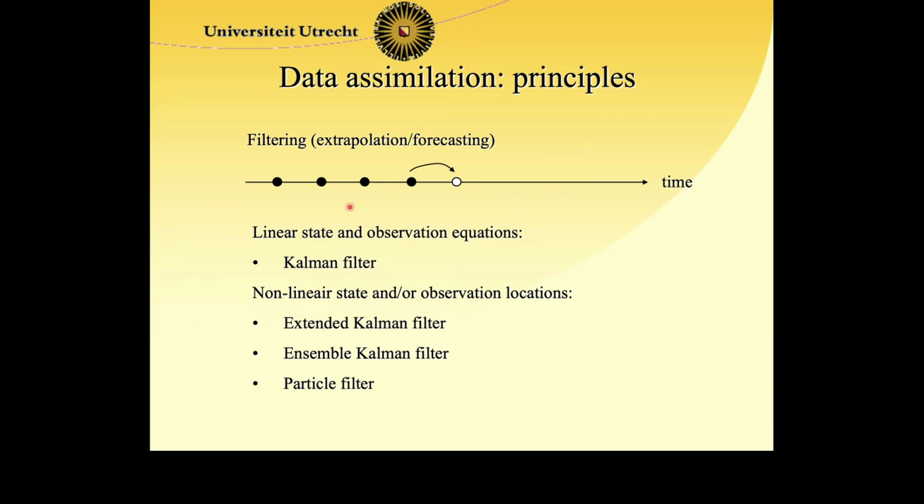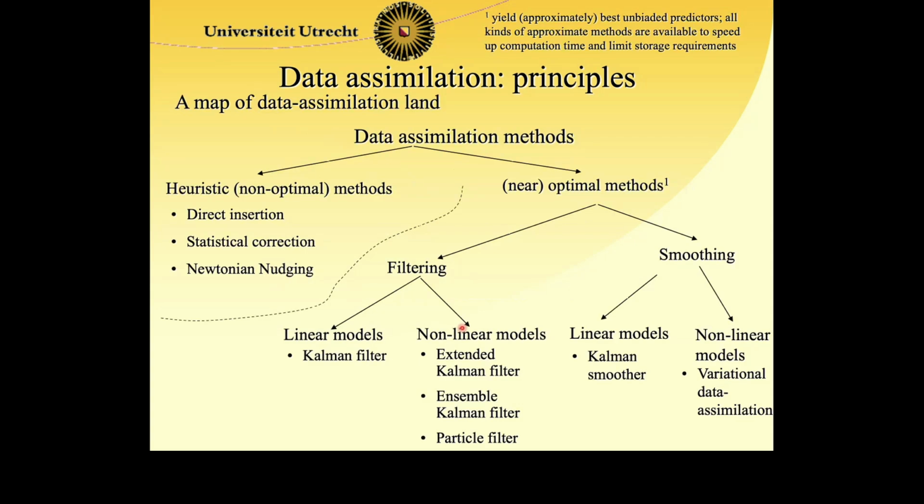Now, filtering is actually much better suited for forecasting. So if you have a linear state and you do forecasting, extrapolation, you will use a Kalman filtering. If you have a nonlinear state and you do forecasting, typically you use an extended Kalman filter or an ensemble Kalman filter or a particle filter. If you also want to do data assimilation, you want to ingest all the observations in one go, and you also want to do parameter optimization, then either a Kalman smoother or a variational data assimilation is the way to go.